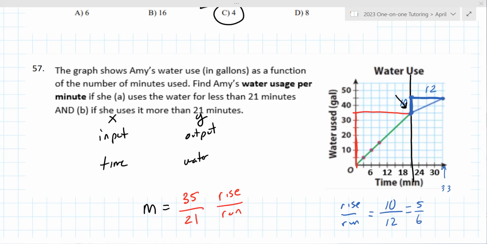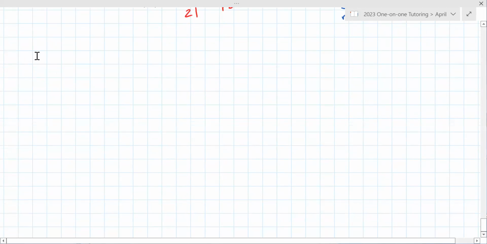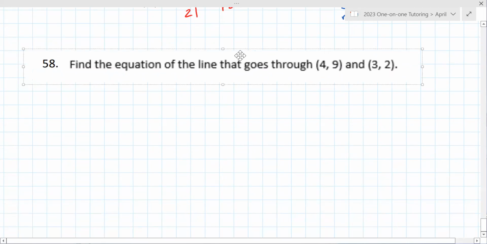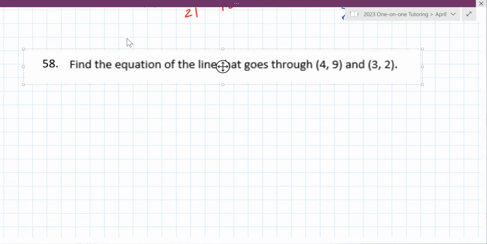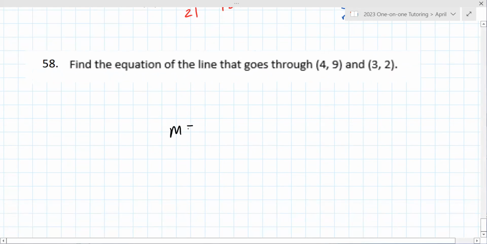Okay, real quickly here. I don't know if we'll have time to do all of 58, but let's have you at least calculate the slope. Okay, find the equation of the line that goes through 4, 9, and 3, 2. Can you give me the slope first? Let's do that. 4, 9, and 3, 2.